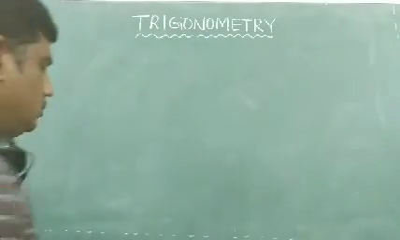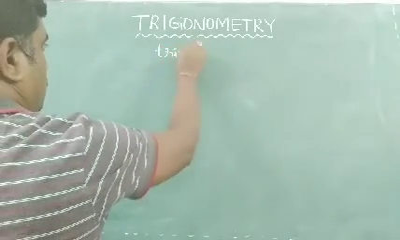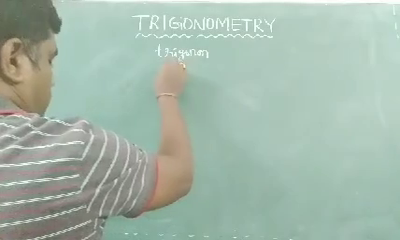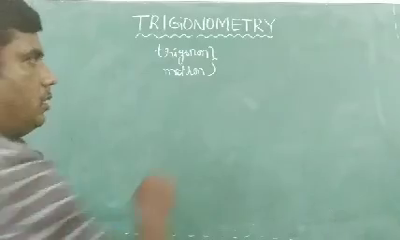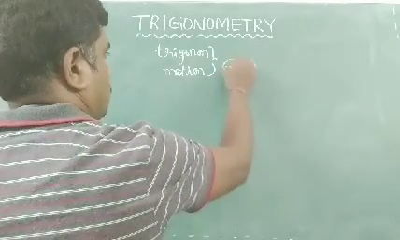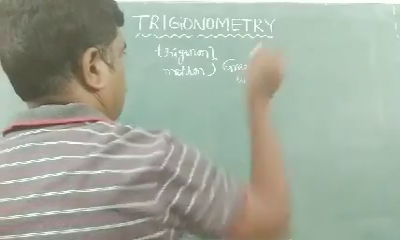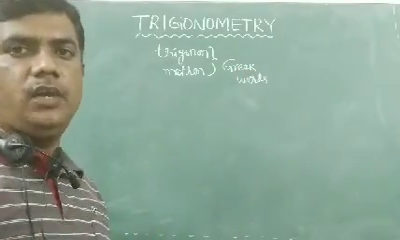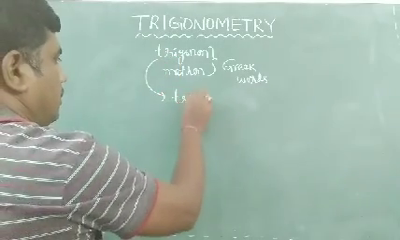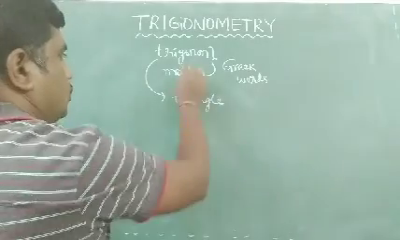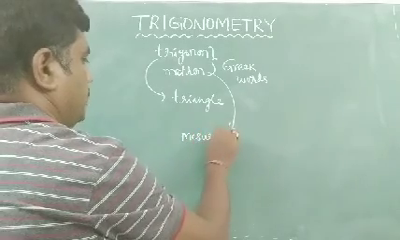The two Greek words are trigonon and metron. In the Greek language, trigonon means triangle, and metron means measure or measurement.